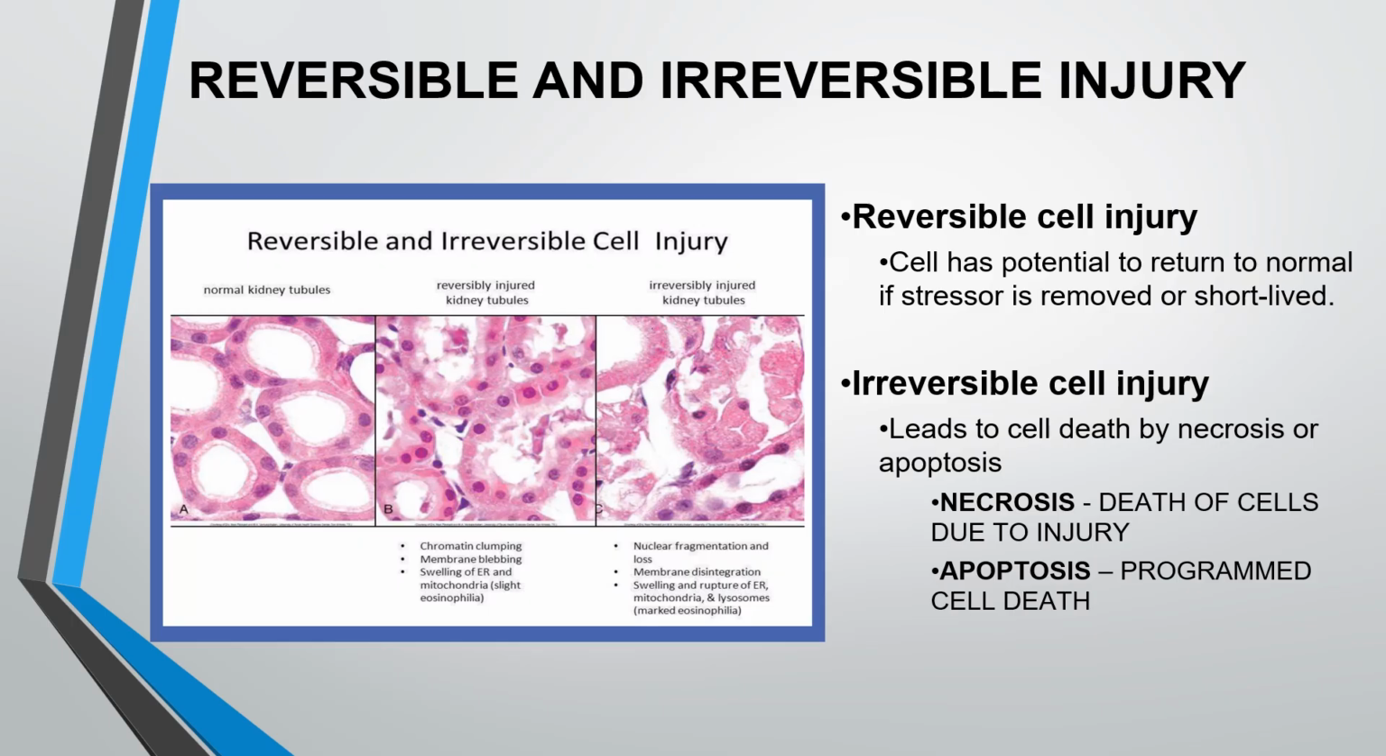On the right, irreversibly injured cells. This is the point of no return. Nuclear fragmentation, membrane disintegration, and loss of cellular detail. A histotech pearl, when the nucleus is gone or shattered, recovery is off the table. No nucleus equals no comeback tour.